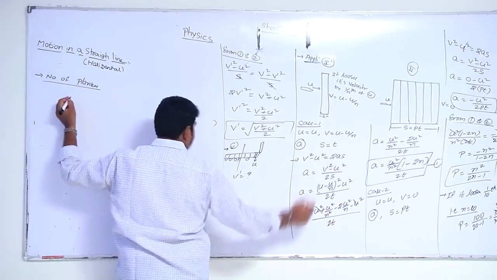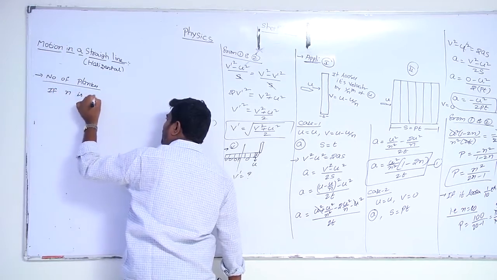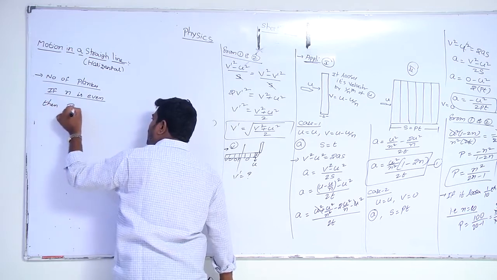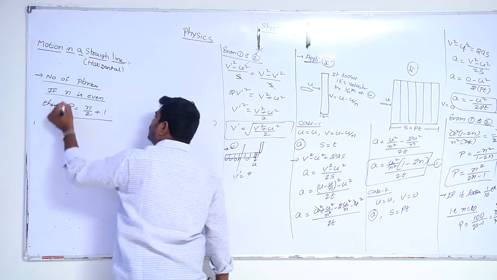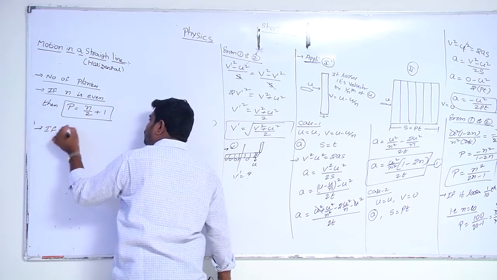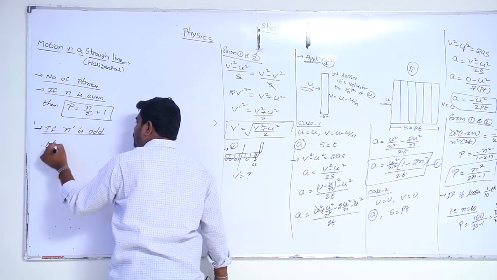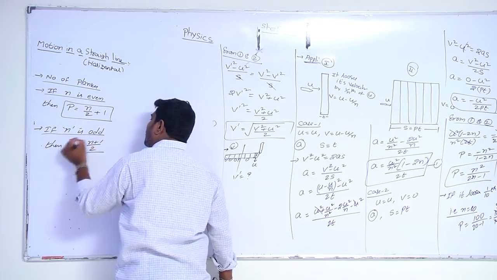Here, if n is even, then the number of planks p is equal to n/2 plus 1. If n is odd, then the number of planks p is equal to (n plus 1)/2.